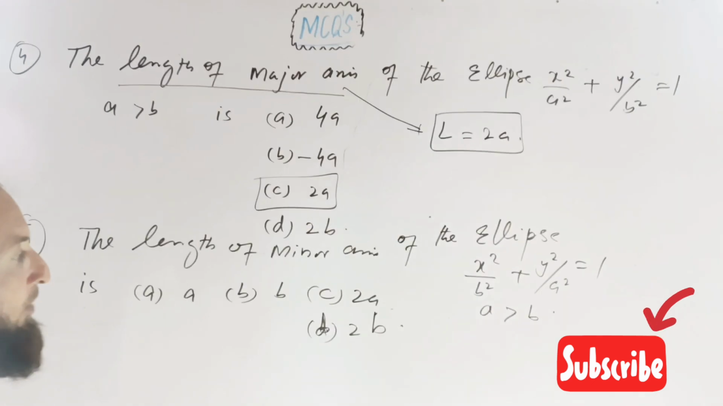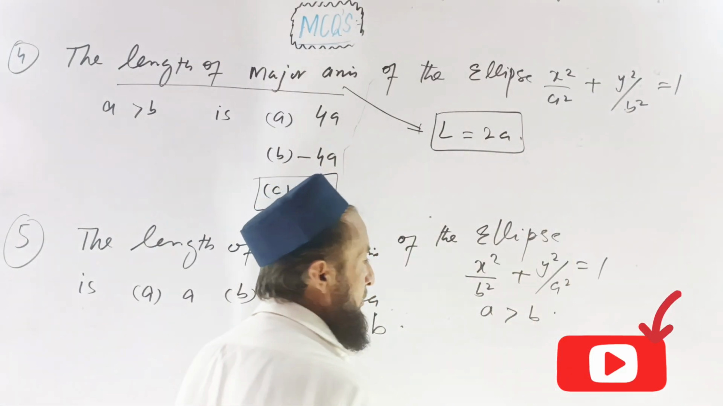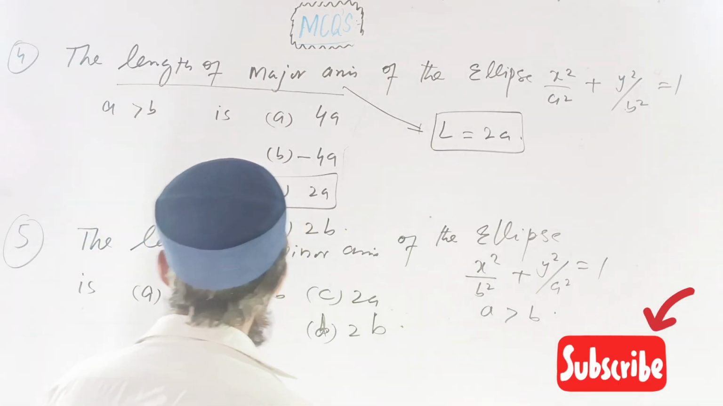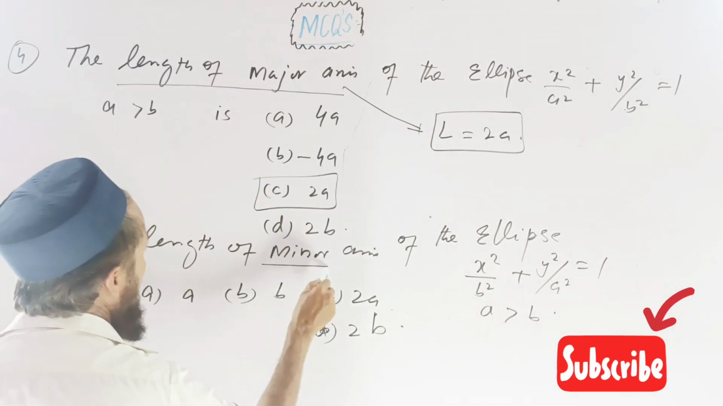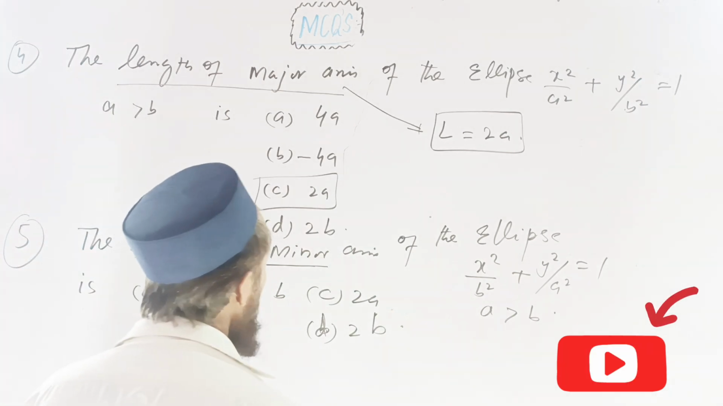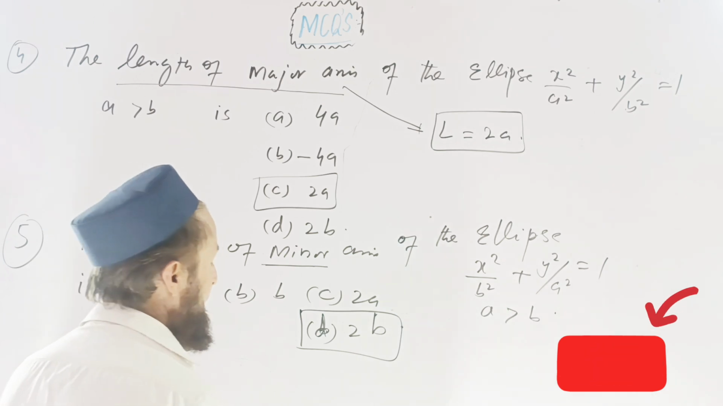So along the y-axis is the major axis, and it means that here the minor axis is required. For the minor axis, we put x is equal to b. So option D is here the correct option.